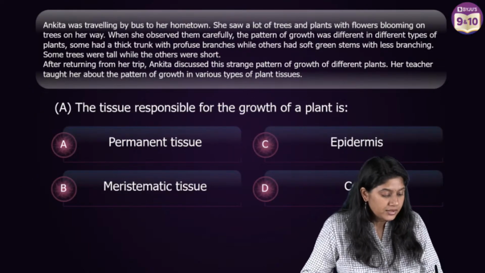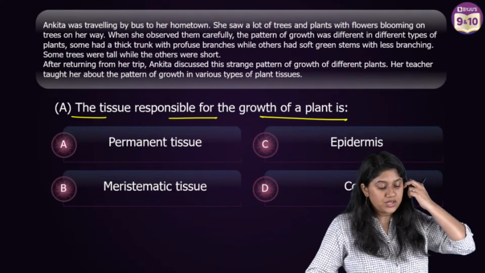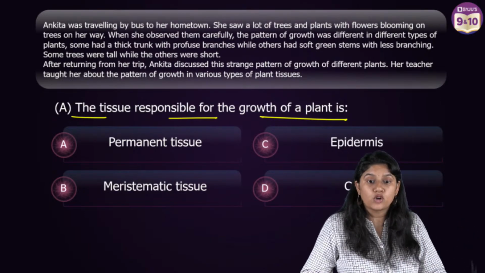Everyone, take a look over here. The tissue responsible for the growth of the plant is. Which tissue is responsible for the growth of the plant?